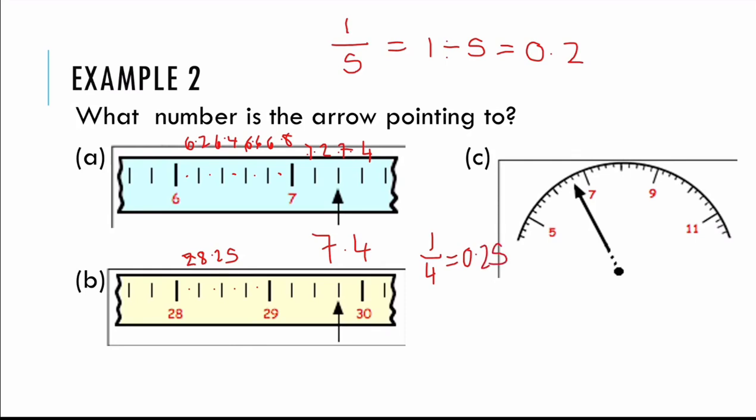Okay. So we know that this is going to be 29.25, 29.5, and 29.75, okay.